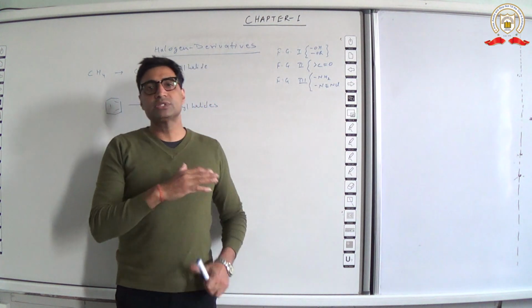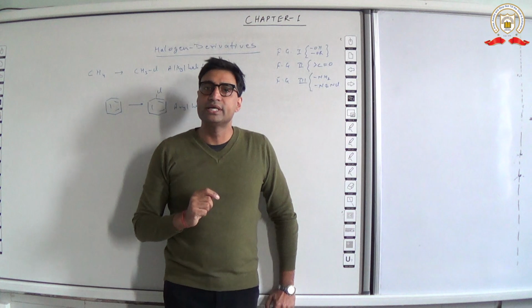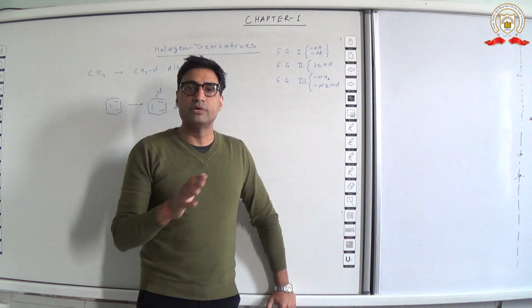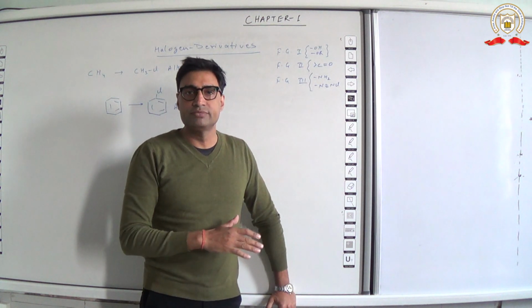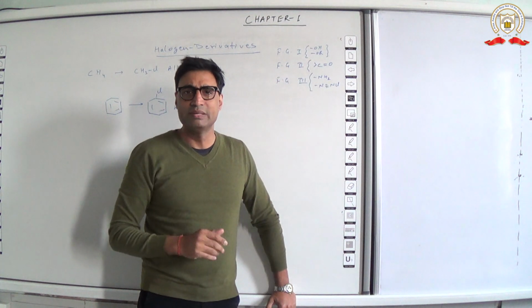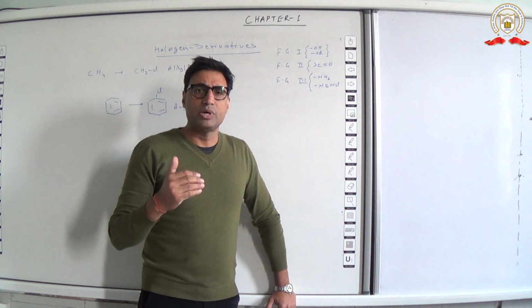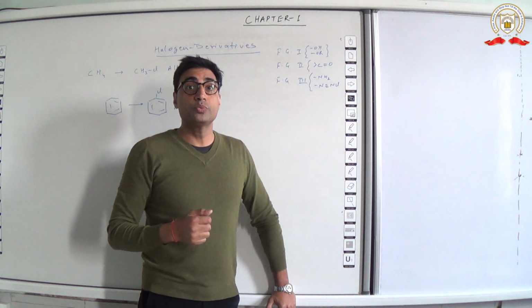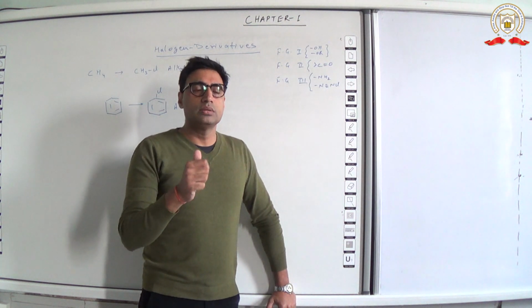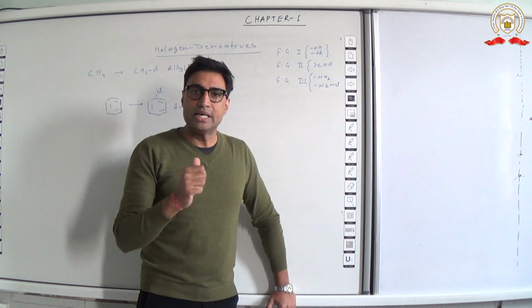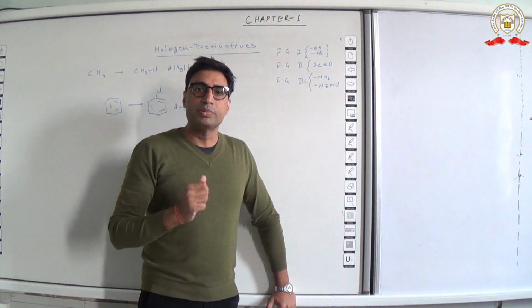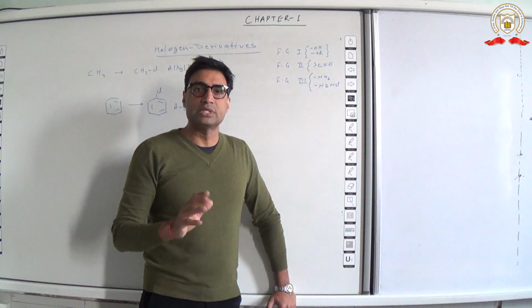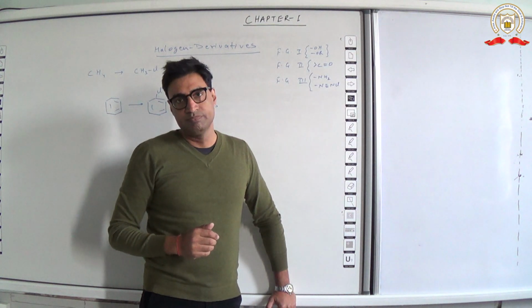Dear students, before starting with the chapter, I want to tell you one thing, that no matter whether we are studying about halogen derivatives or functional group 1, 2, 3, anything. Suppose we are talking about alcohols or phenols or ethers. First we have to learn their structure, then their method of preparation, then their properties. And properties involves both physical properties and chemical properties.